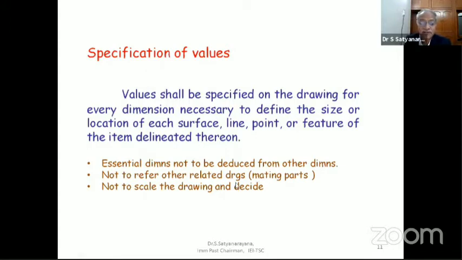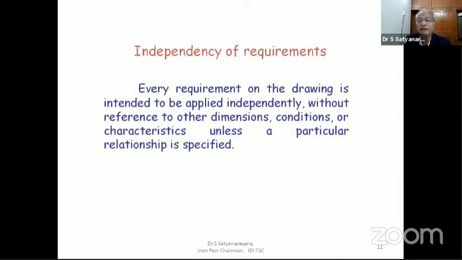And we need not set the mating components unless it is specifically written. Every drawing should contain the full details, and drawings are not to be scaled. That is one more thing. And all the dimensions are independent. They are not related to each other.